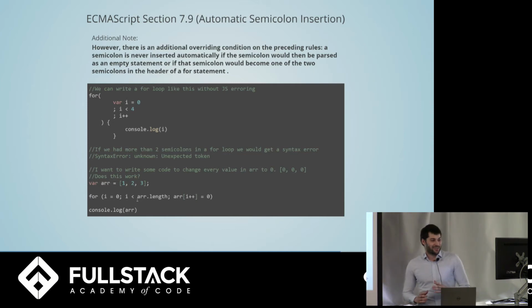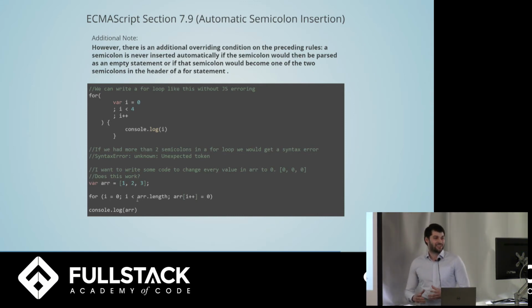Now this other thing is probably the coolest thing in this presentation. What do you think is going to happen if we ran this code at the bottom with the for loop? What we're trying to do is replace every value in this array with the zero. So if you guessed syntax error, you're right.